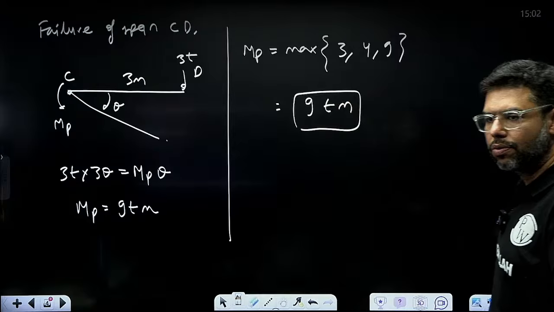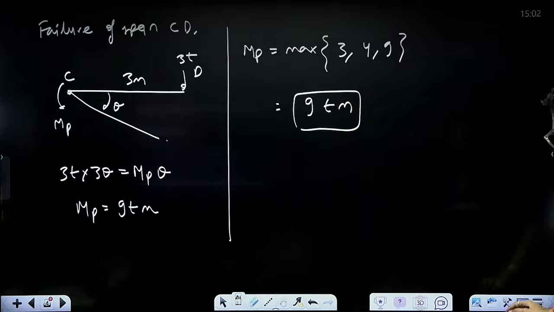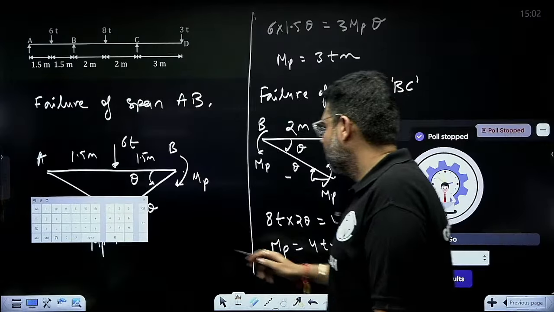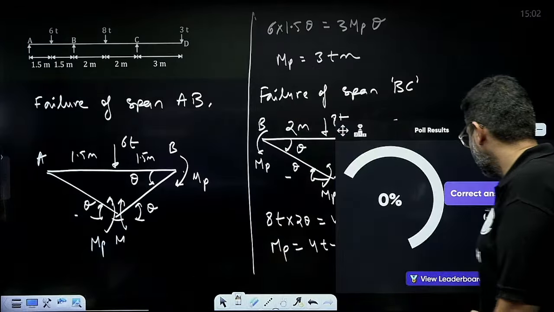Very simple question. Good afternoon, Kajal ji. Start doing the questions, please. The answer is 9 here. So if you have given me 9 as the answer, then it is correct.